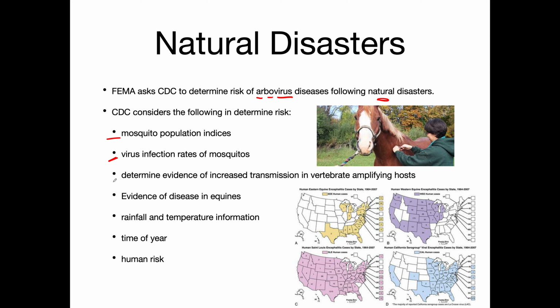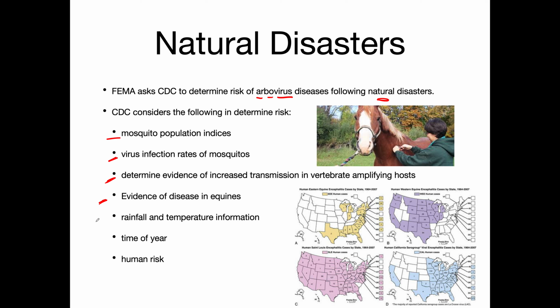Determine if there's increased transmission in vertebrate amplifying hosts. So let's take a horse, for example. A horse is a really big animal. So if an equine encephalitis virus gets inside this horse, it's going to replicate exponentially, and it's going to be producing millions and millions of copies of it, far more copies of that virus than, say, a mouse.